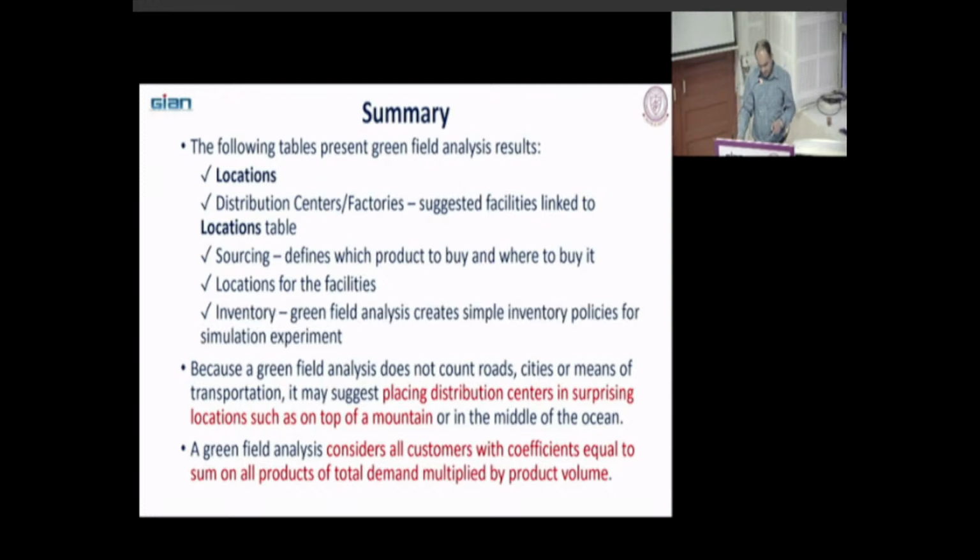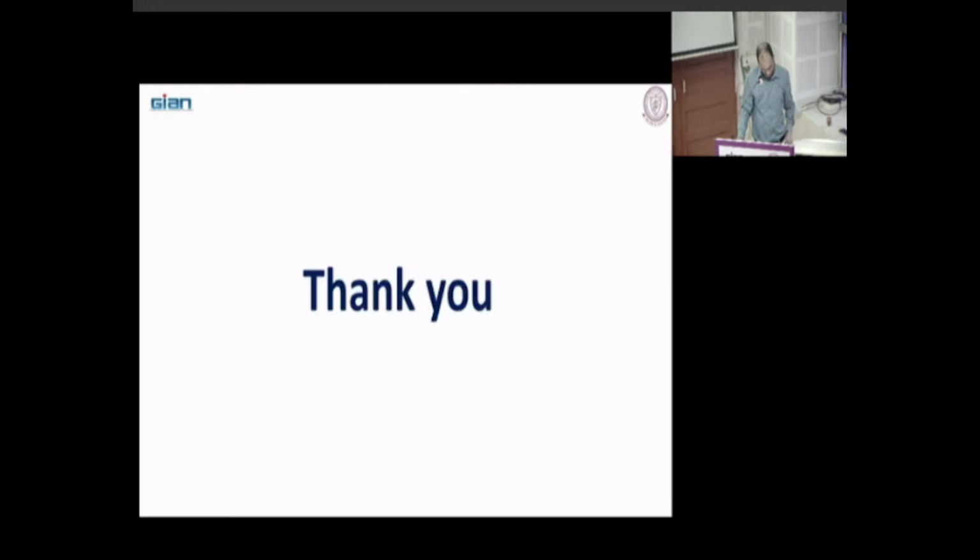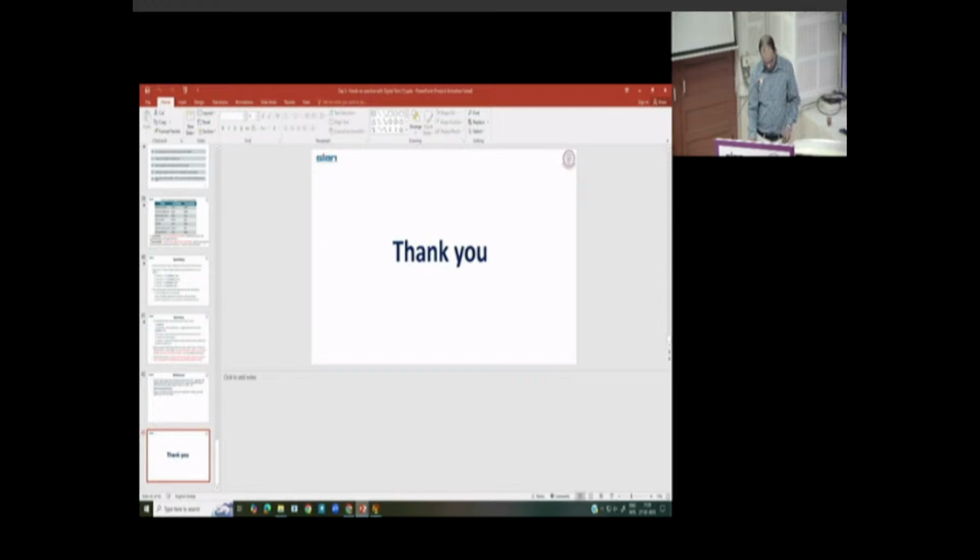Greenfield analysis doesn't count roads, cities or means of transportation, so it may suggest placing a distribution center in surprising locations, such as the top of a mountain or in the middle of the sea. So that's why you need to run the GFA with your roads experiment. Okay. So the last part is done.